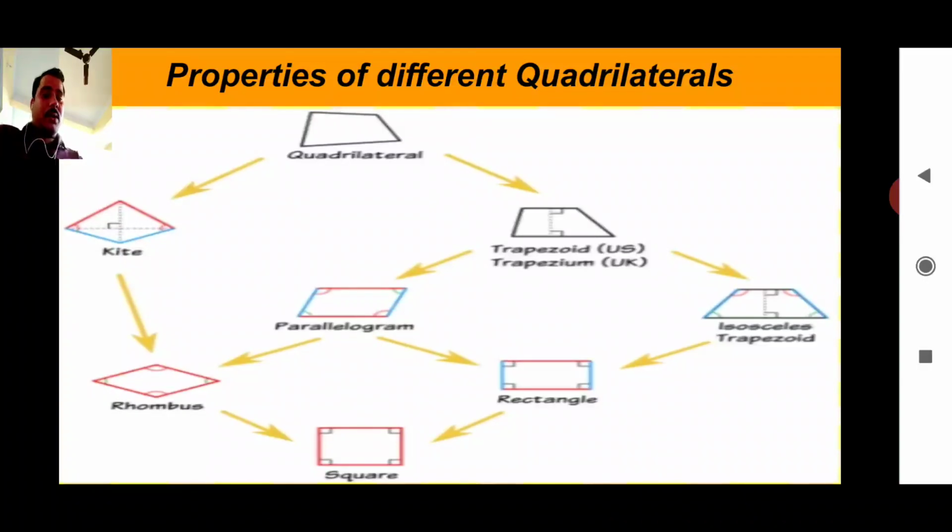Okay, what is a rectangle? A rectangle is a parallelogram in which opposite sides are equal and all angles are 90 degrees. So square, rectangle and rhombus belong to the parallelogram family. Which belong to the parallelogram family? Square, rectangle and rhombus.